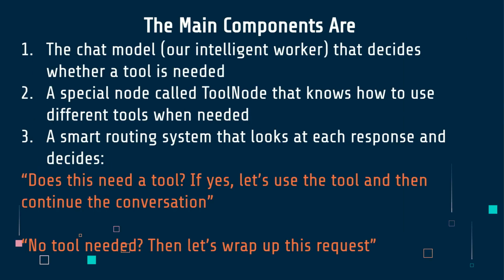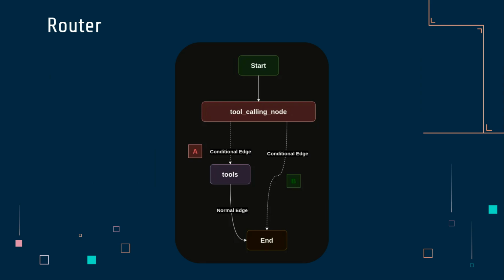So the main thing about routing logic is basically we have an intelligent worker. This decides whether the user's query needs a tool. If yes, what tool should be used. If a user query doesn't need a tool, then it can give you a natural response using the LLM. So you need a special node called a tool node that handles all this logic. You also need a smart routing system that looks at each response and decides, does this need a tool? If no tool is needed, then let's route this request. If a tool is needed, let's use the tool and continue the conversation. That kind of logic. That's the whole point of a router.